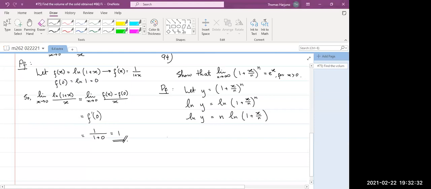Now notice that I can apply the limit on the left hand side. Limit as n goes to infinity of natural log of y equals limit as n goes to infinity of n times natural log of 1 plus x over n, which I will rewrite on the right hand side as natural log of 1 plus x over n, over 1 over n.